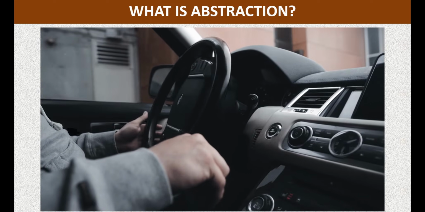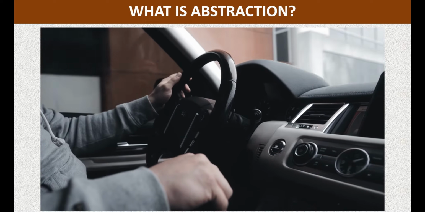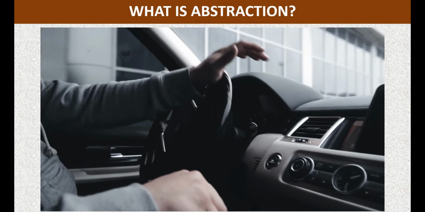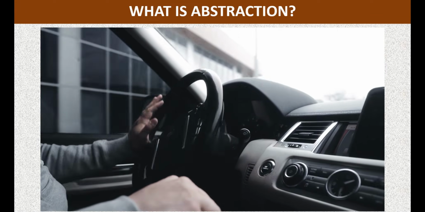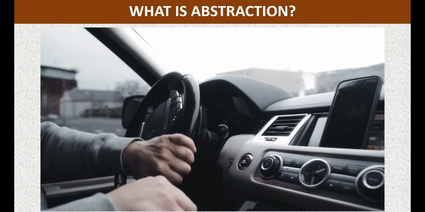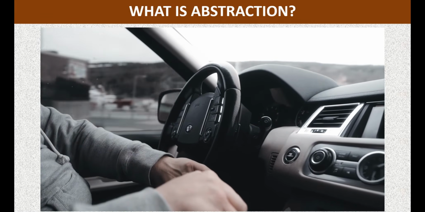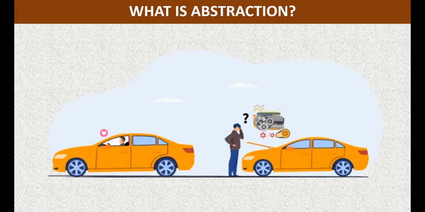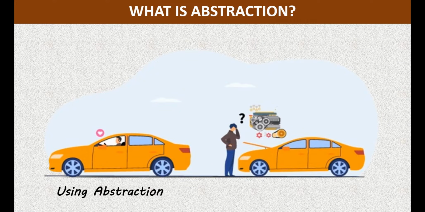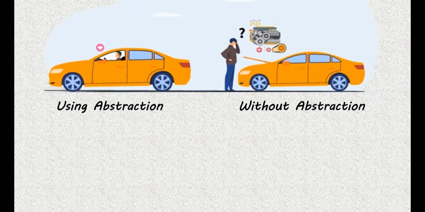When you drive a car, you only need to know how to use the steering wheel, accelerator, and brakes. You don't need to understand how the engine, transmission, or fuel injection system works. In programming, abstraction enables users to interact with the system through a simplified interface. This means they don't need to worry about the internal workings of the system. Abstraction hides the complexity, allowing users to focus on what they need to achieve.